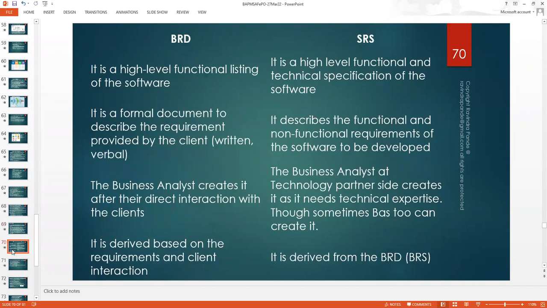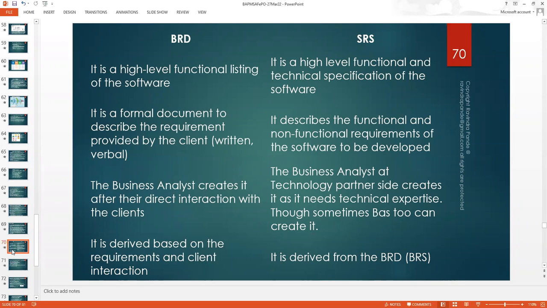I've just included these slides so that we have them if somebody asks the question, but you can clearly ignore these things. BRD is a high-level functional listing for the software. SRS is a high-level functional and technical specification of a software, so here we include some technical conceptualization as well. Again, SRS is not a design or architecture document. It's simply a system requirement specification, which is different from a functional specification or an architectural document. It is a formal document to describe the requirements provided by the client, written or verbal. This is about BRD.